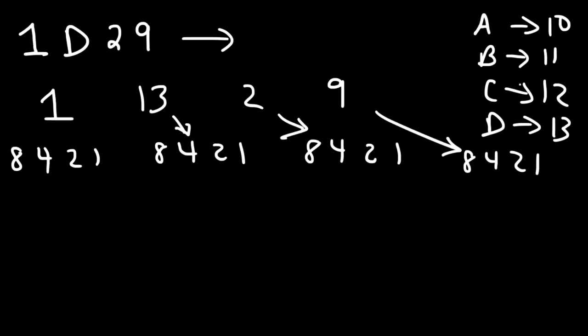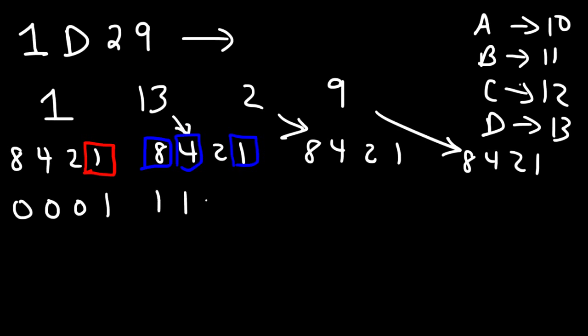Okay, for the first one, to get a value of 1, we just need to use only this one. So it's going to be 0, 0, 0, 1, the binary equivalent of 1. Now to get 13, we need to add 8 plus 4, which is 12, plus 1. That's going to give us 13. That's going to give us 1101.